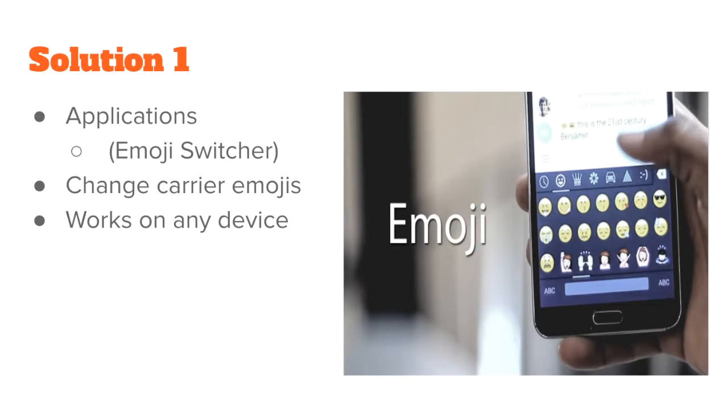So a solution for this is an application you can download. It's called Emoji Switcher, and what this application does is you can basically just download it onto your phone, and you can switch your current carrier's emojis for another carrier's emojis. So it gives you the ability to switch from the Android emojis, for example, to iOS emojis, and this also applies to other phone carriers as well.